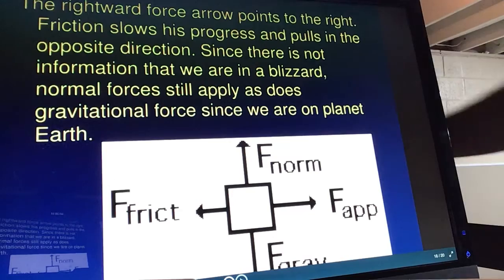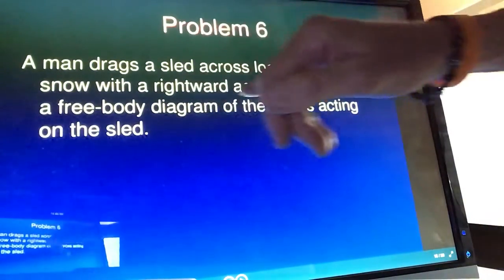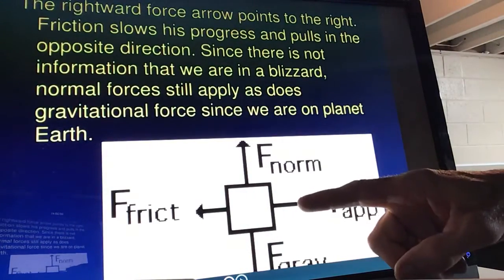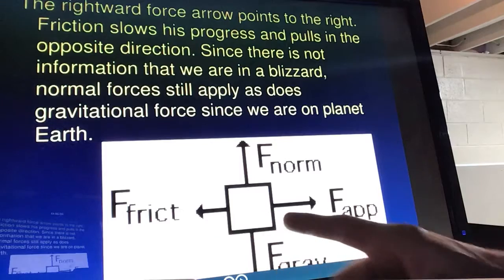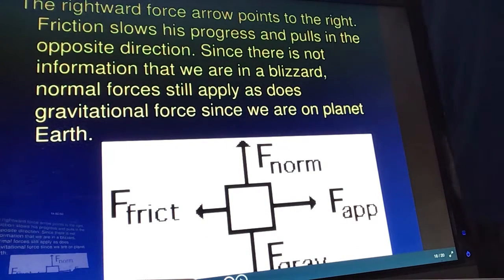Okay? But read the problems carefully. You're going to have to do some of these. Rightward acceleration means it's speeding up, which means the applied force is going to be greater than the frictional force. Okay, so this one's going to be longer than this one. Okay?